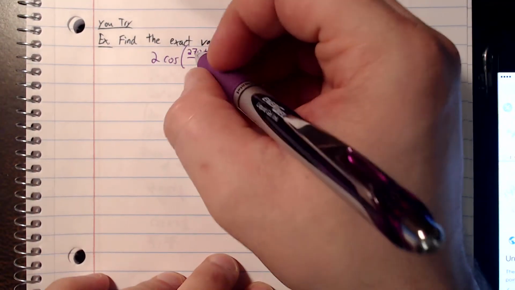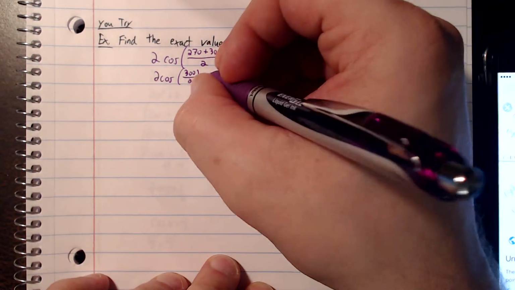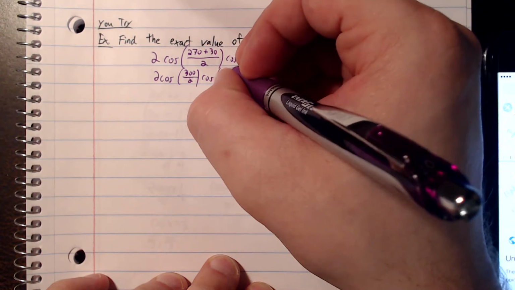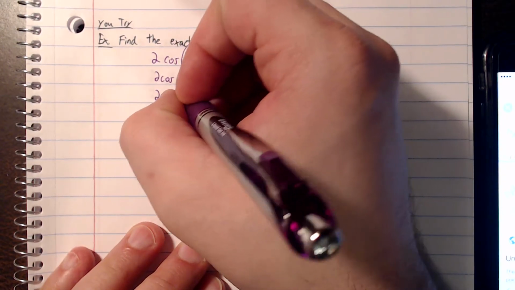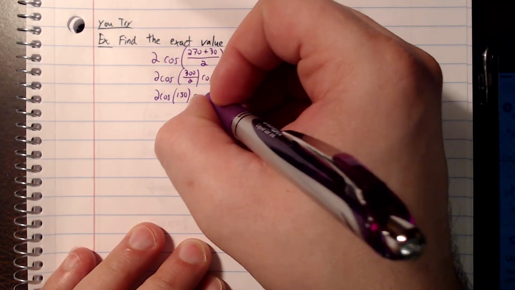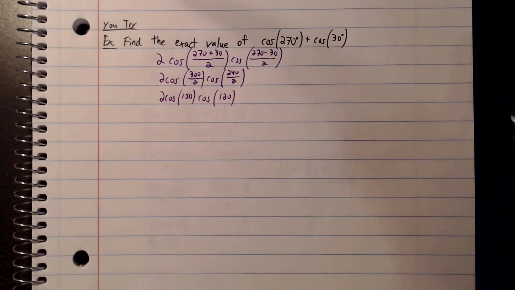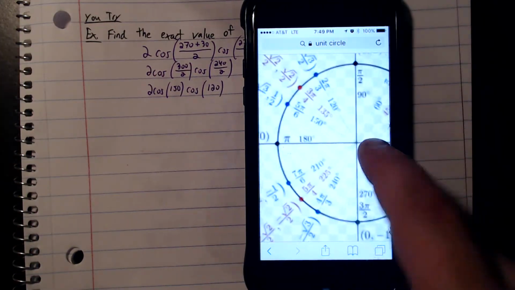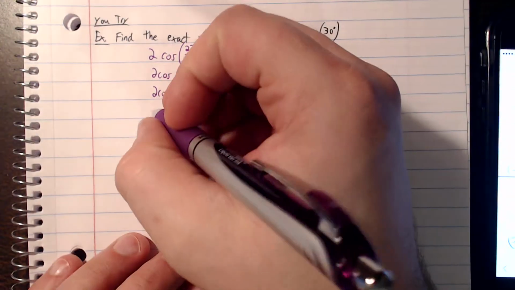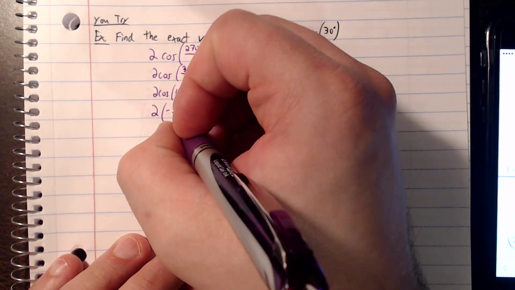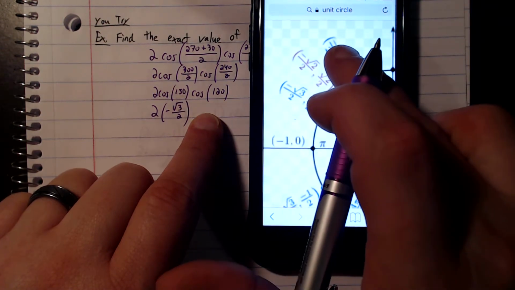270 plus 30, that's going to be 300 divided by 2. 270 minus 30 is 240 divided by 2. Half of 300 is 150. Half of 240 is 120. So we need to look for cosine of 150 on the unit circle. Cosine is x, so negative root 3 over 2. So we've got 2 times negative root 3 over 2. 120. 120 is right here. That's -1/2.